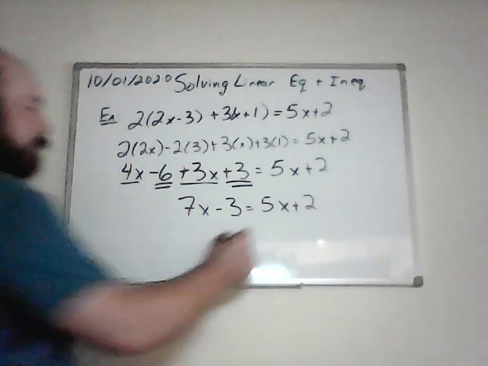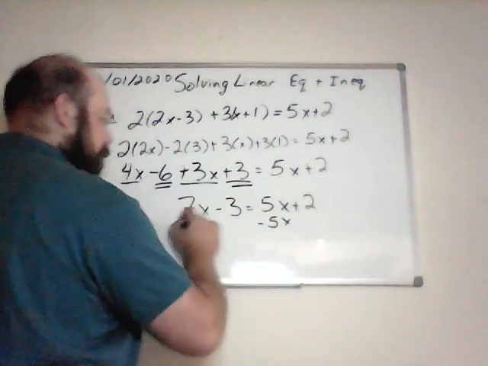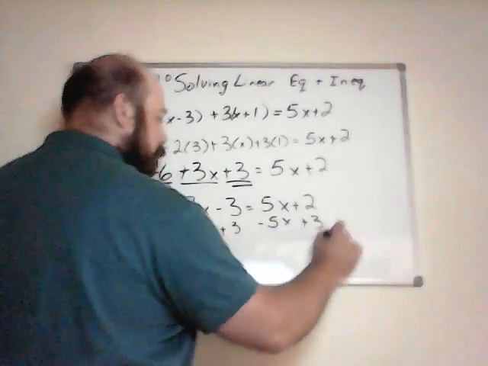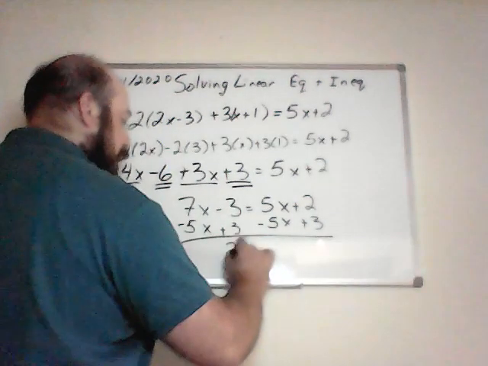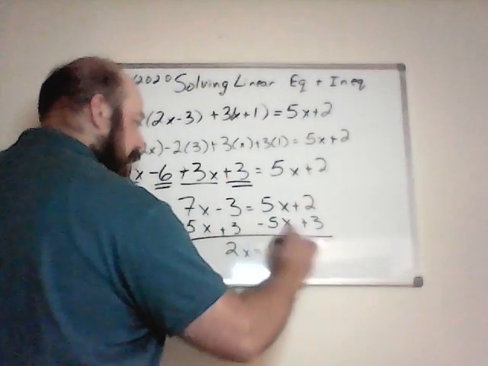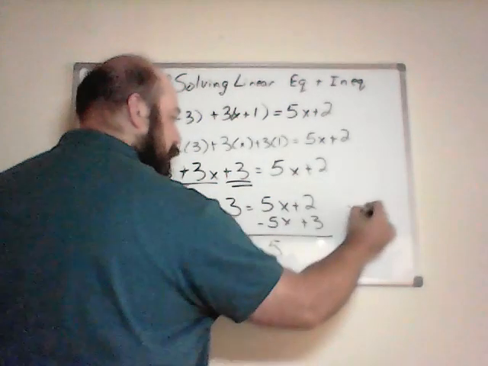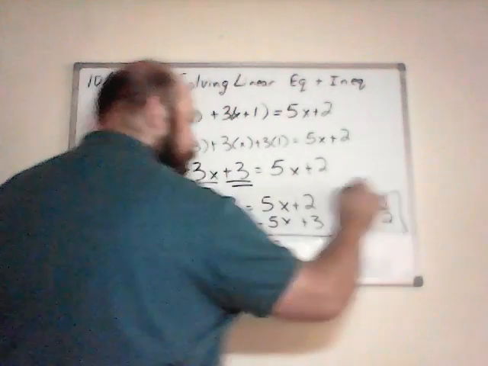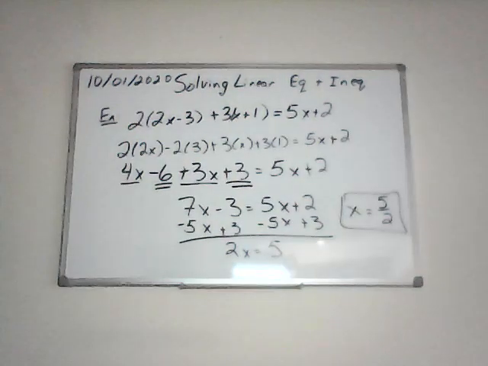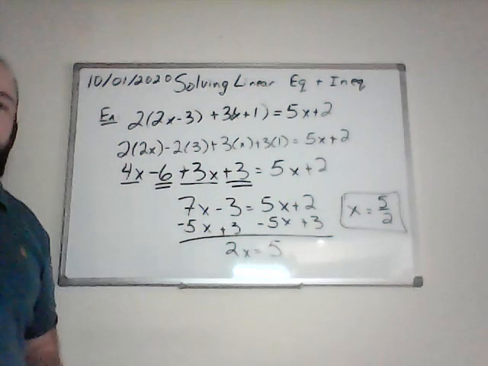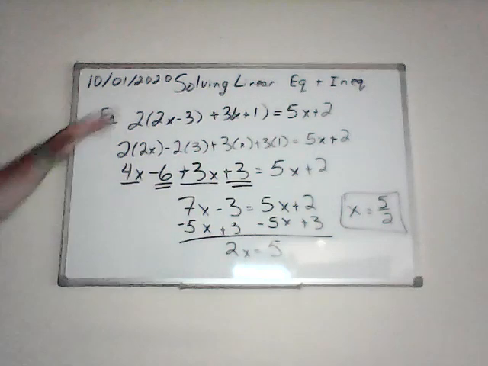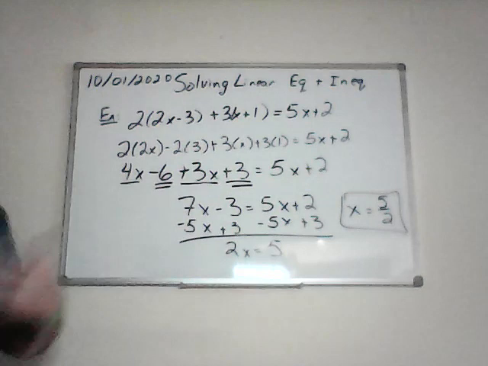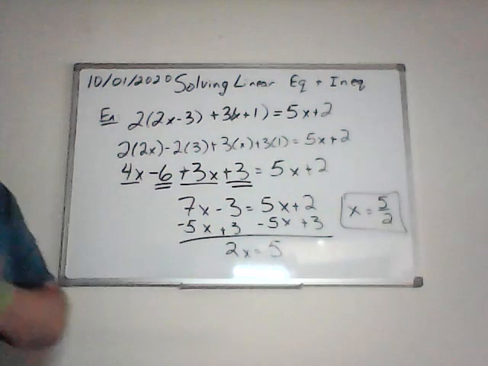And then from here, we're just going to subtract the 5x. We're going to add the 3. We're going to wind up with 2x equals 5. Therefore, x is going to equal 5/2. All right, so that's just how we would go ahead and distribute if we needed to distribute. But again, it seems like a lot of work, but the steps are quite simple.